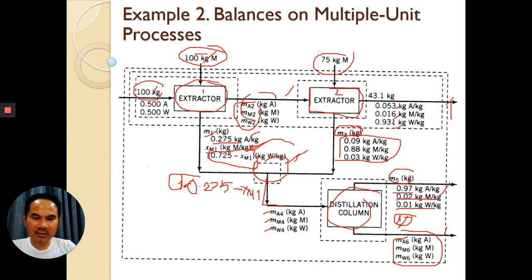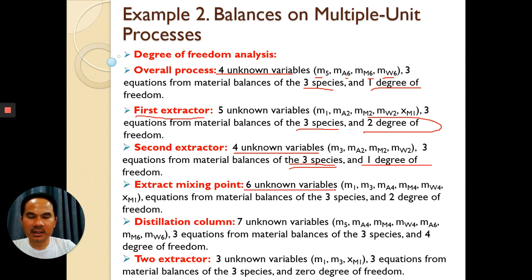The next step is to check the mixing. Overall cannot, extractor 1 cannot, extractor 2 cannot. Then check the mixing point. In mixing, we have 2 inputs: M1, which is unknown, and M3, plus the output MA4, MM4, MW4, which are unknown. That's 6 unknowns and 3 independent equations, so 3 degrees of freedom. You cannot solve this. The next step is to consider the distillation column.